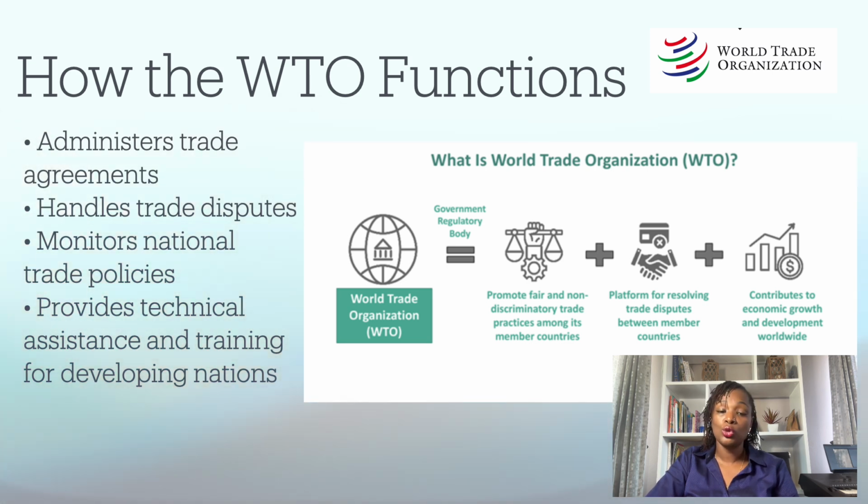The organization also monitors national trade policies, ensuring transparency and accountability among the member states. If a country implements a trade policy that is considered unfair or discriminatory, the World Trade Organization can intervene. Finally, the World Trade Organization helps build trade capacity by providing training and assistance to developing nations, allowing them to fully participate in global trade.